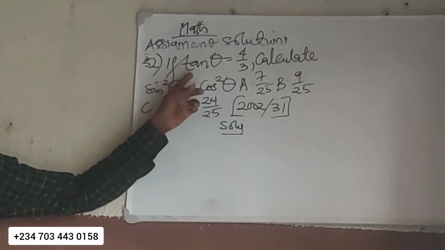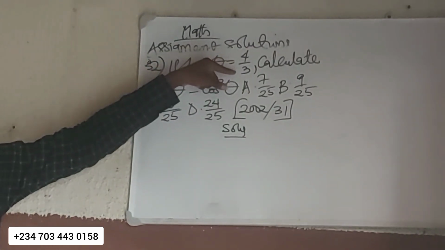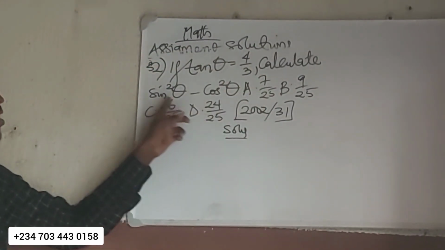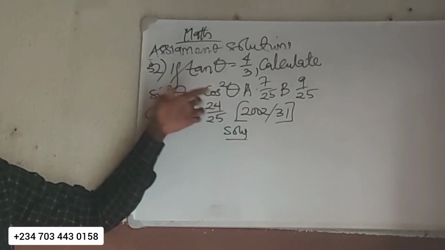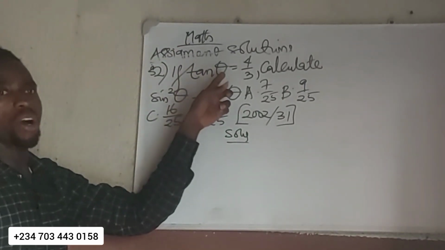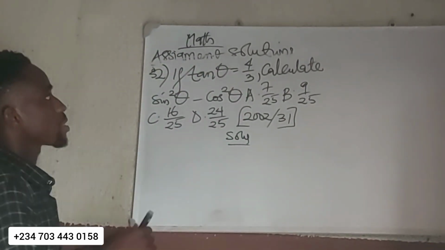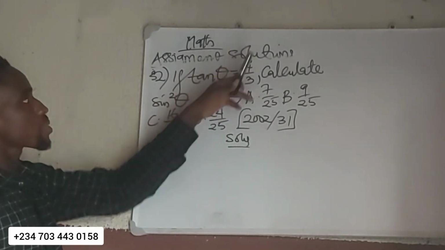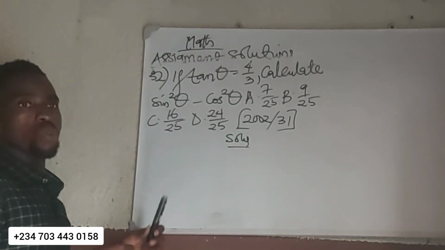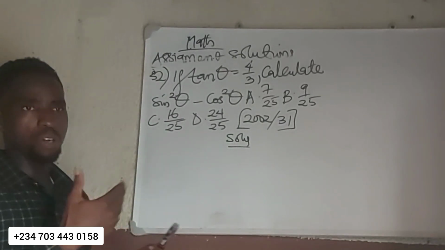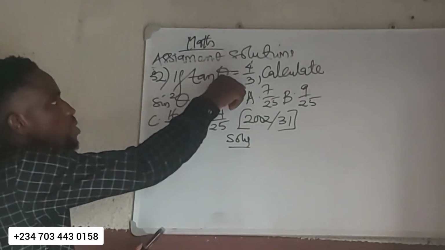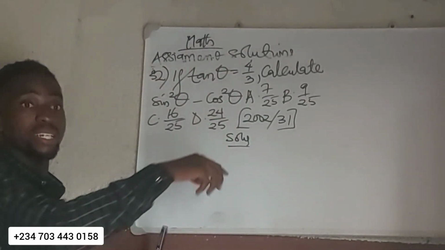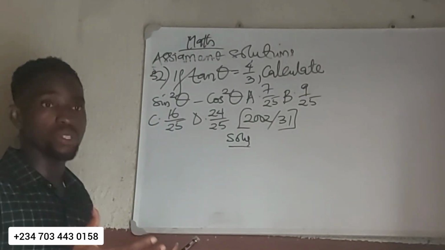We were given tan theta as 4 upon 3, and we want to find the value of sin square theta minus cos square theta. Now, recall from Pythagoras triple, of course, tan theta is opposite over adjacent, right? So this is opposite, this is adjacent. We are only looking for the hypotenuse, but from Pythagoras triple, if we have these two sides, opposite and adjacent, to be 4 and 3, then the hypotenuse is exactly going to be 5.